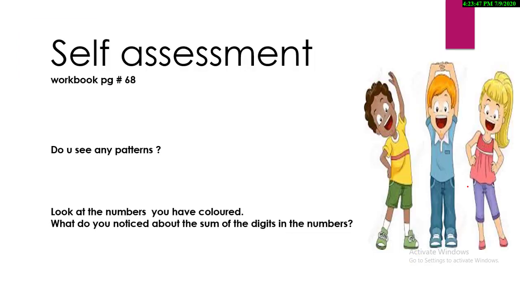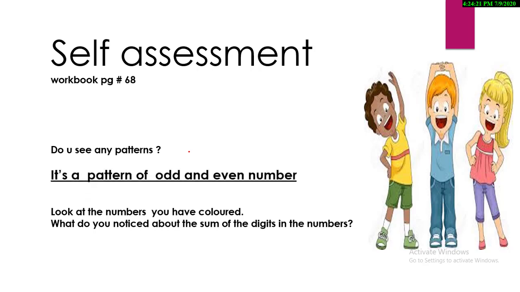Okay, it's time to explain the self-assessment. Let me just tell you how to do the self-assessment page. So my students, take out your workbook, page number 68. The first part is something that is very easy. You are going to color the boxes according to the 9 times table, and then they ask you a very interesting question. They ask you, do you see any pattern? So tell me, do you see any pattern in it? Yes, the pattern, it's a pattern of odd and even numbers.